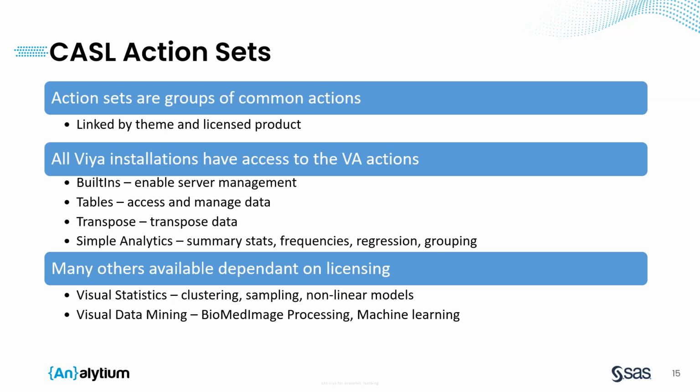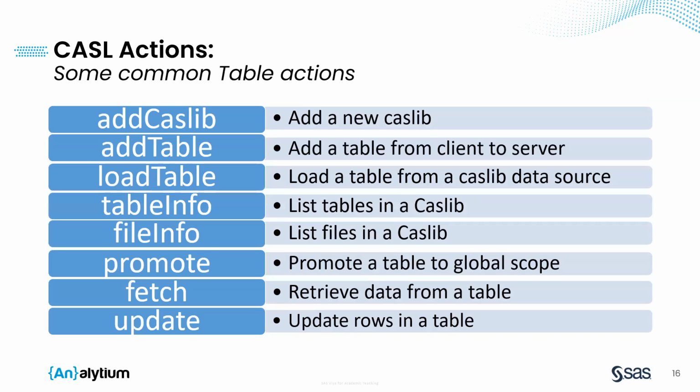Visual statistics will give you clustering and sampling, non-linear models, just examples of some of them. Visual data mining will give you image processing, machine learning type actions. Look at the documentation for the full details of which ones are available. Some of them are quite complicated. But the ones we're going to look at today mostly are around the table actions. And again, it's just a few examples of some of our table actions in here.